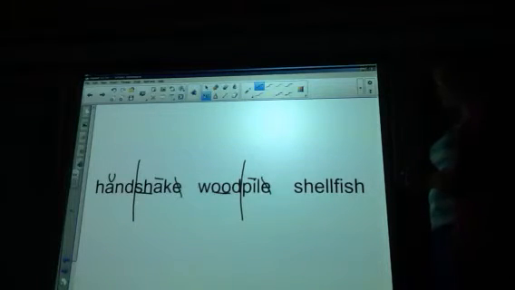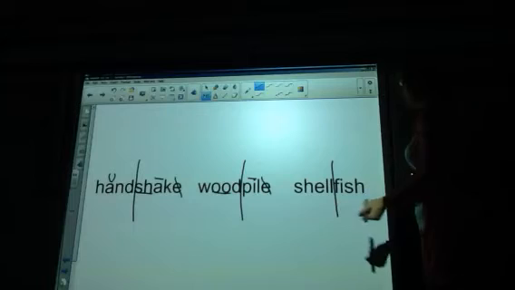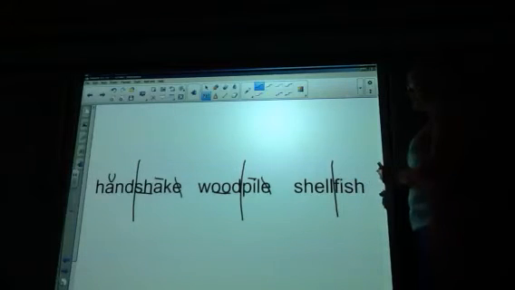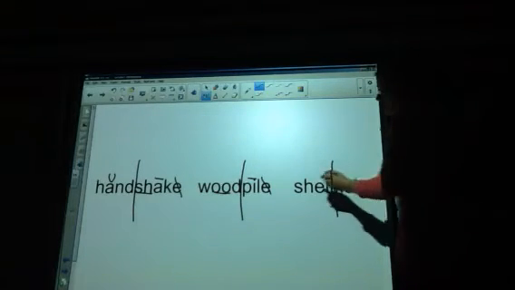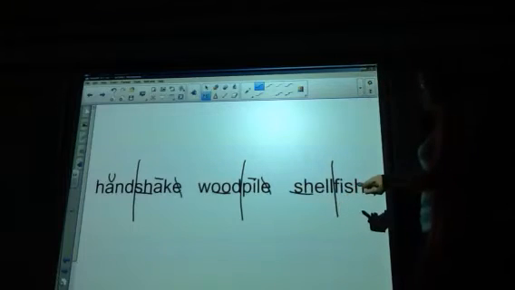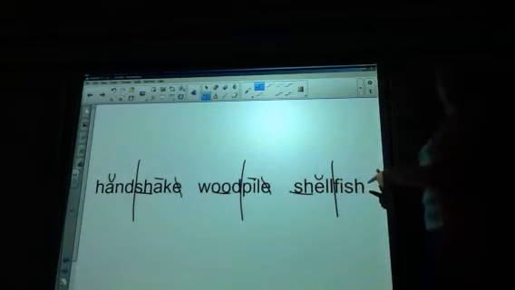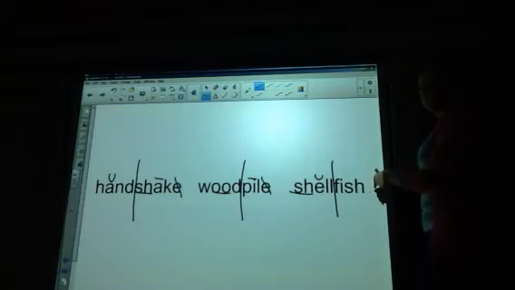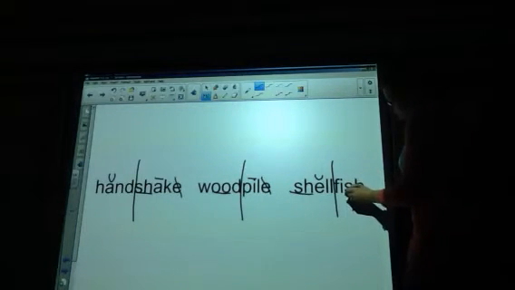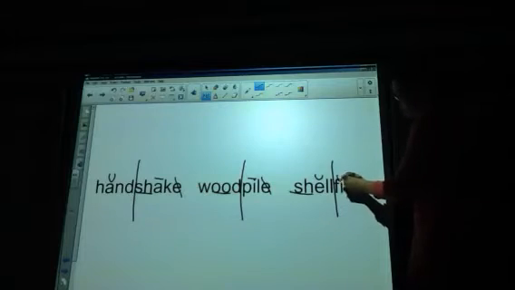Okay, where do I divide this last one? In between the L and the F. Good. What do I do for the first word? Underline S-H and put a breve above the E. What do I do for this one? Underline S-H, by the way, and put a breve above the I.